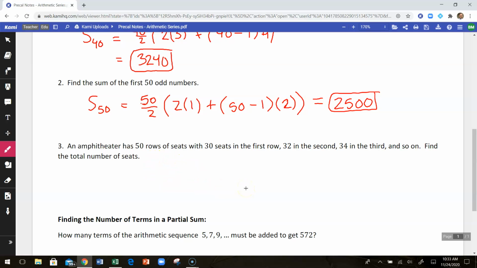So what am I adding together? Well, I'm adding together the seats in each row. So how many rows am I adding together? I'm adding together 50 rows. So this is going to be S50 again.